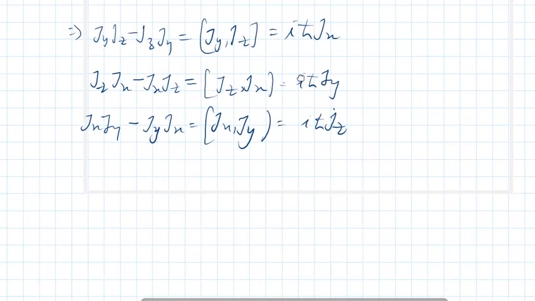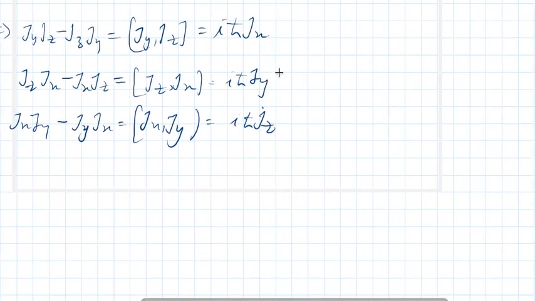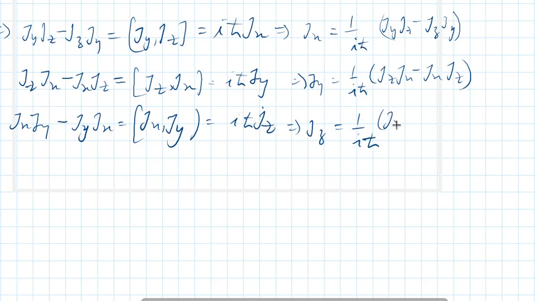It means I can write down Jx, Jy and Jz from here. Jx is equal to 1 over iota h cross times (Jy Jz minus Jz Jy). Similarly, Jy is 1 over iota h cross times (Jz Jx minus Jx Jz). And similarly, Jz is 1 over iota h cross times (Jx Jy minus Jy Jx).